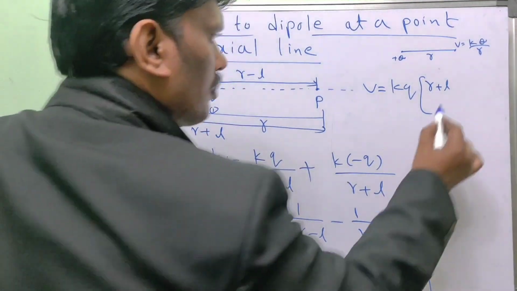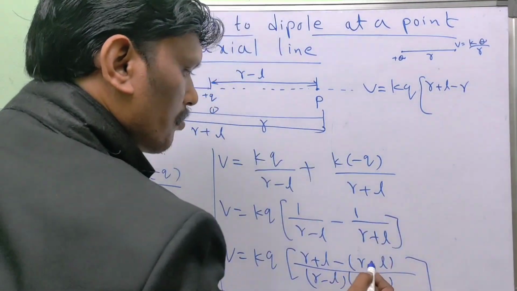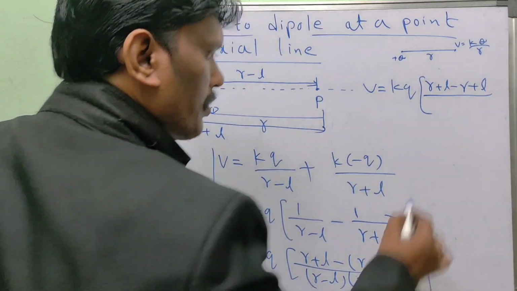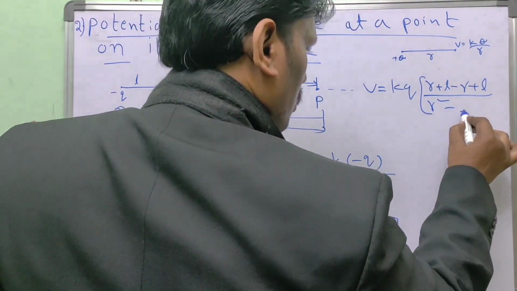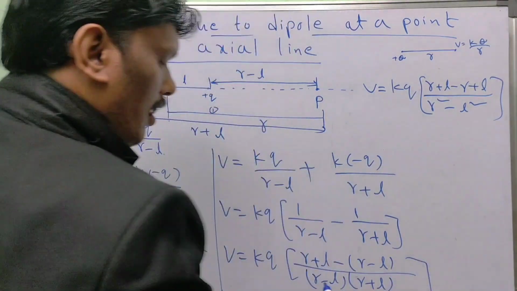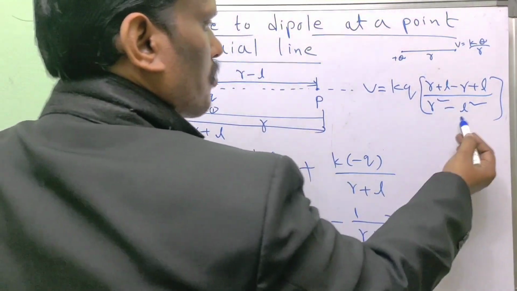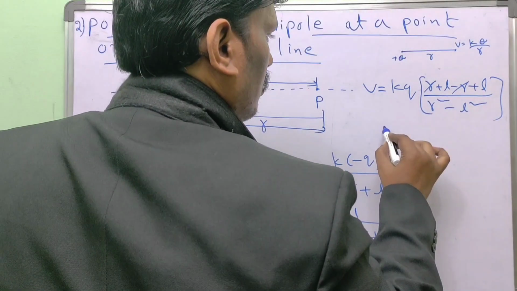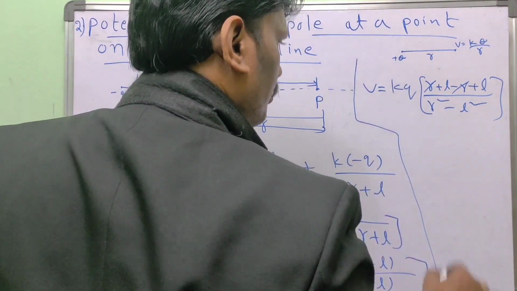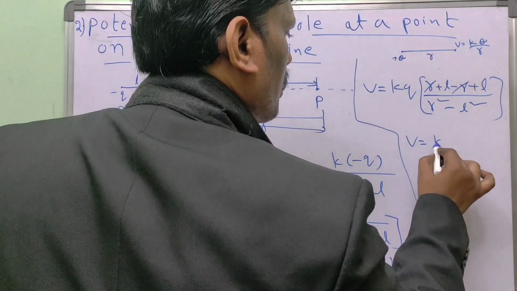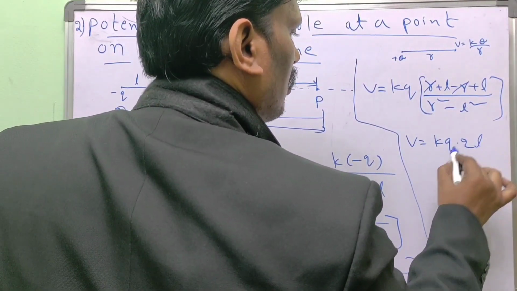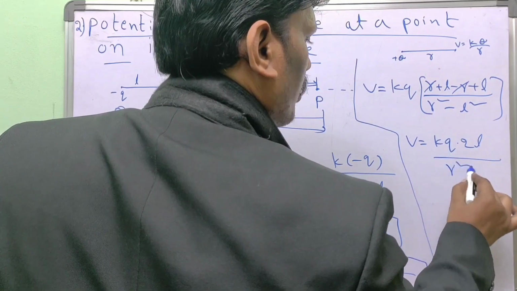So minus R, minus into minus plus L, by A minus B into A plus B. A square minus B square means R minus L into R plus L, R square minus L square. Here plus R minus R get cancelled. Then V is equal to KQ times L plus L, 2L upon R square minus L square.